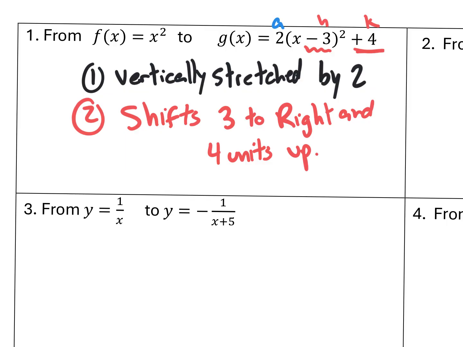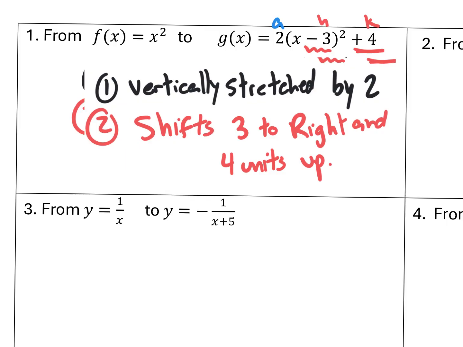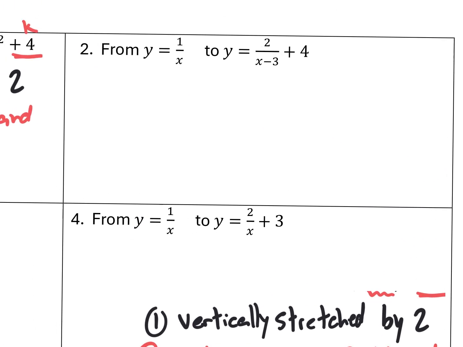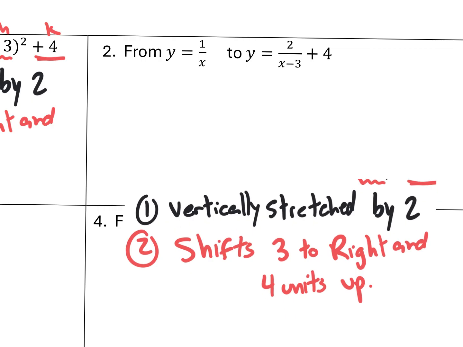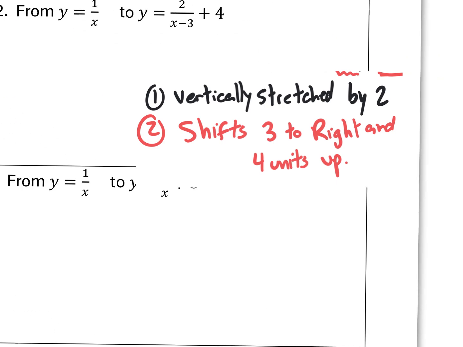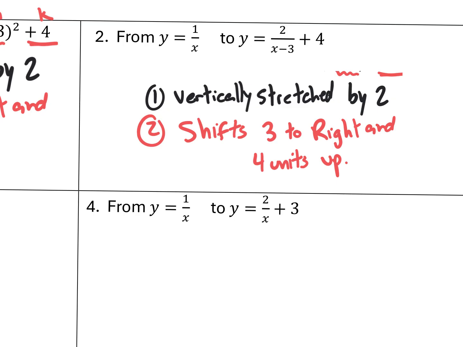So when we look at number 2, if you look at that number 2 right there, it's the same exact a, h, and k. So it's going to be the same exact transformations. No reflection because it's not negative. It does get vertically stretched by 2. It does shift 3 to the right, and it does shift 4 up. So it's pretty easy if you understand a, h, and k.